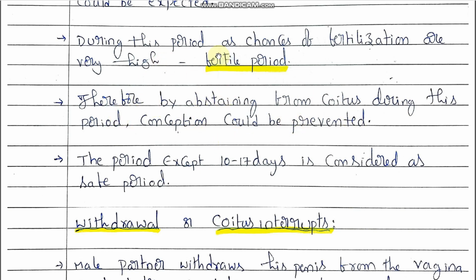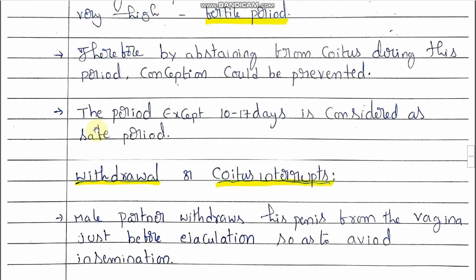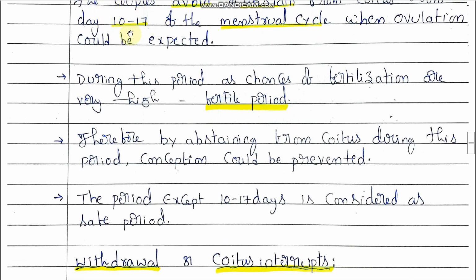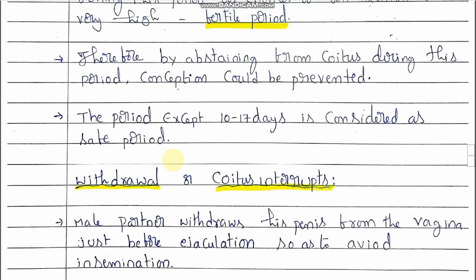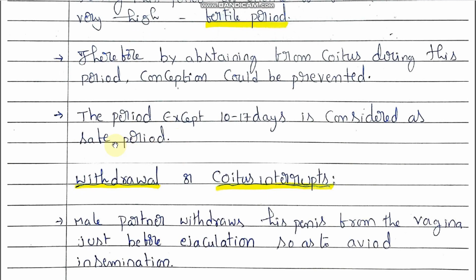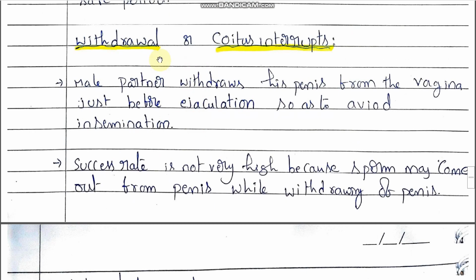So whenever the fertile period is avoided or abstained from, obviously the conceiving chance could be prevented. The period except 10 to 17 days is considered as a safe period. So except the 10th to 17th day in the menstrual cycle, the remaining period is called a safe period, because if coitus takes place in that period, there is no fertilization, there is no pregnancy, because there is no ovum.